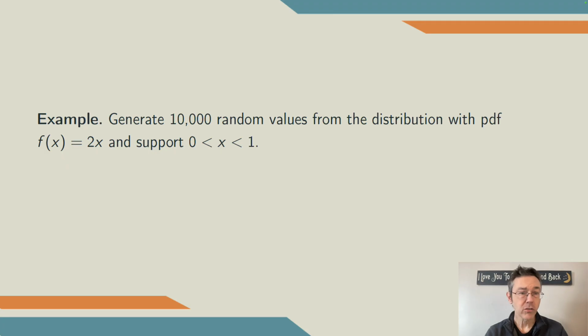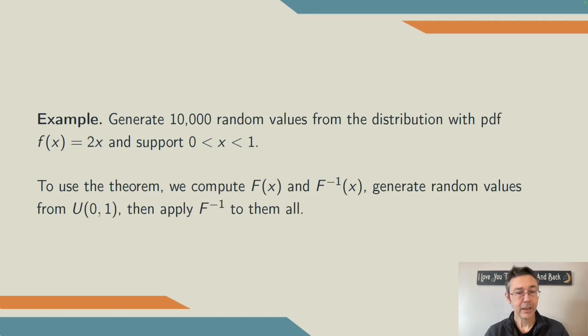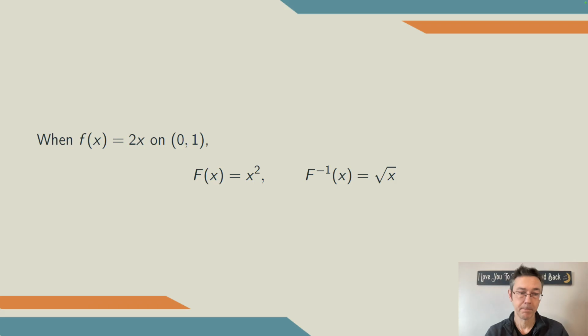So let's actually generate 10,000 random values from the distribution that I mentioned a minute ago, the one with PDF f(x) = 2x on the interval (0, 1). The basic idea is we're going to compute the CDF, big F(x), take the inverse, generate random values from the uniform distribution on the interval (0, 1), and apply F inverse to them all. So basically just applying that theorem on that last slide using this PDF that we're given.